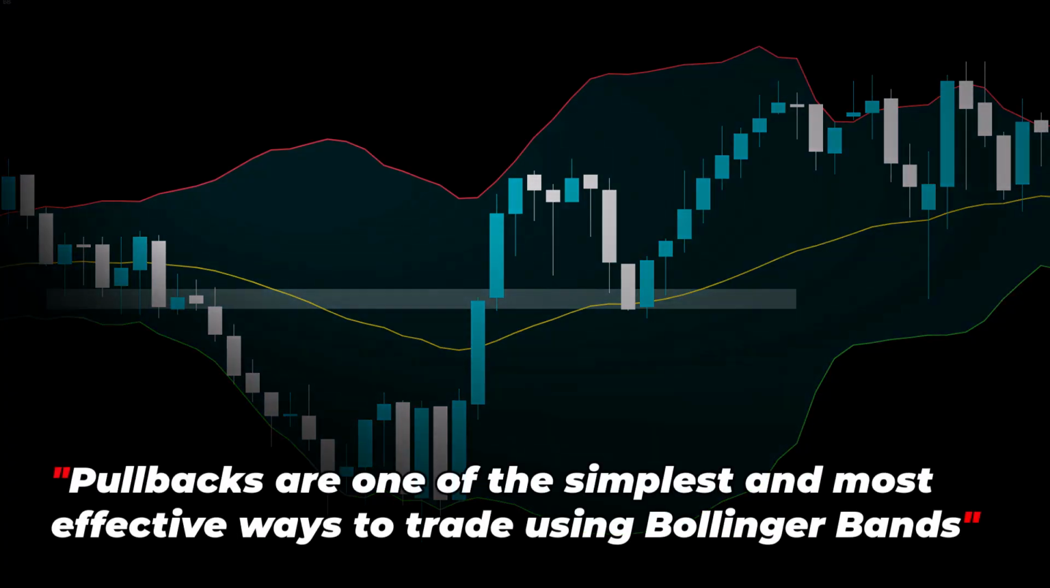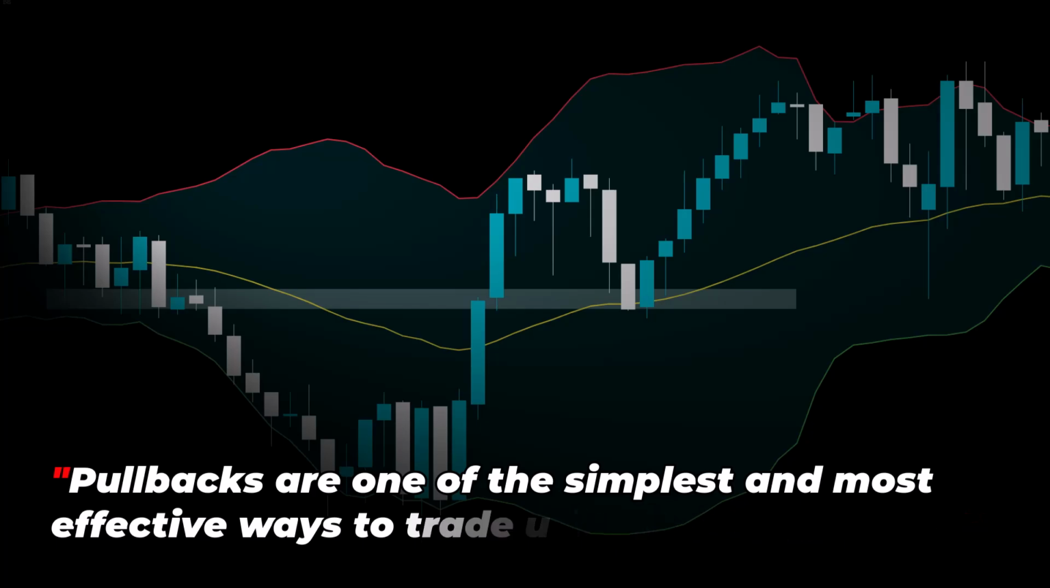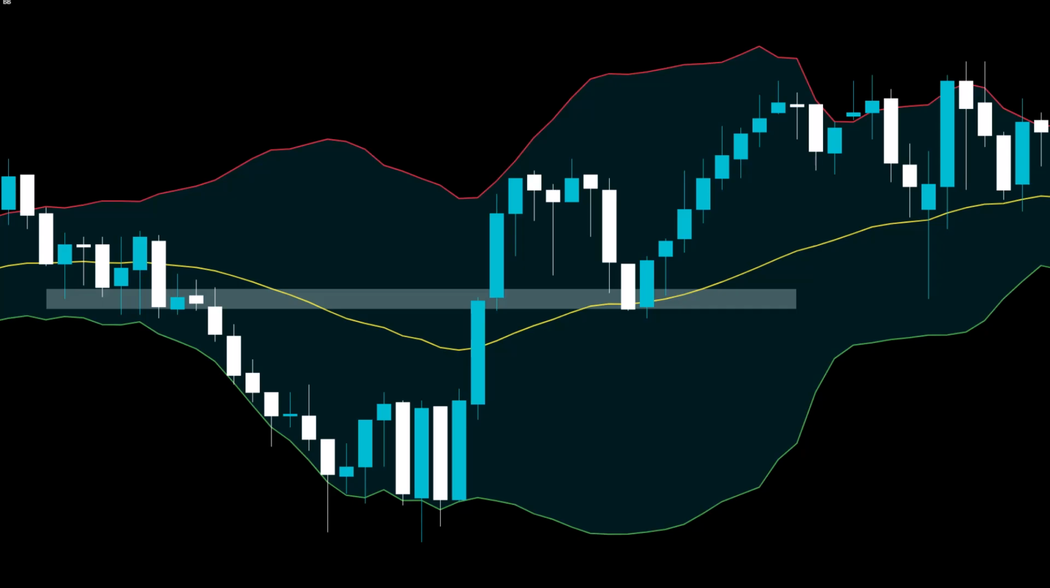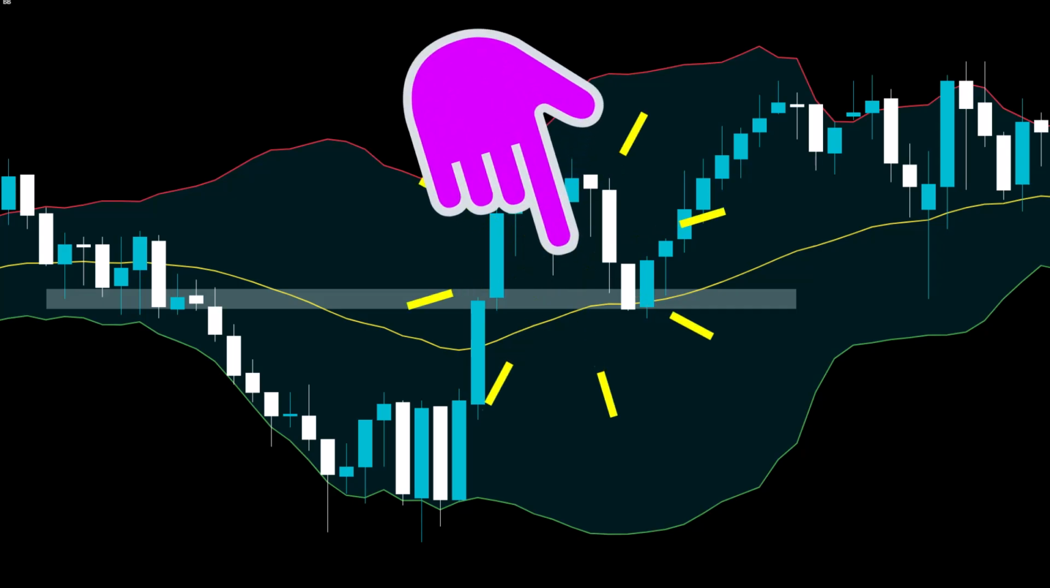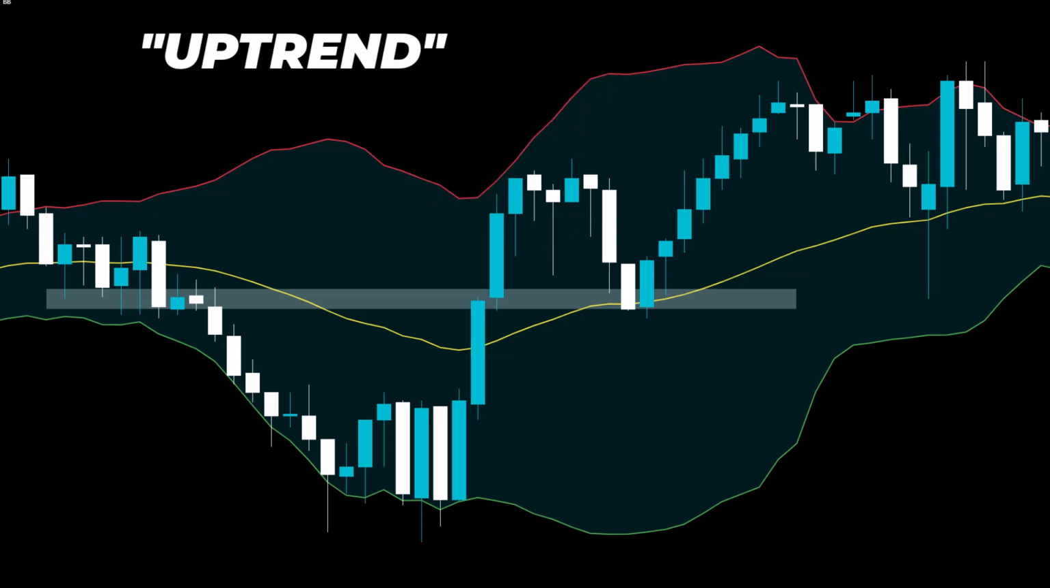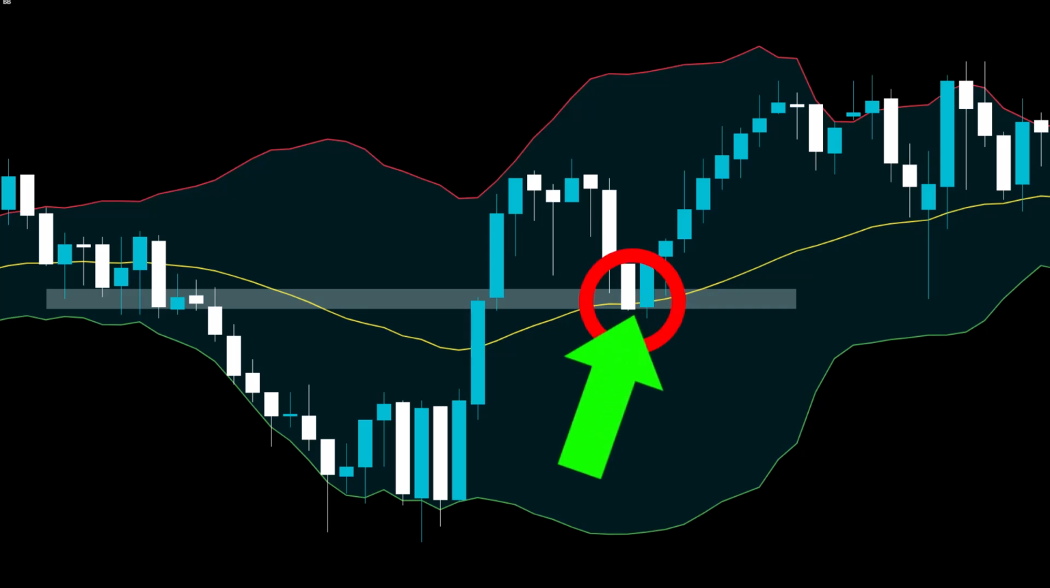Pullbacks are one of the simplest and most effective ways to trade using Bollinger Bands. To trade pullbacks within a trend, we first need to determine the market direction. If the price is moving between the middle band and the upper band, the market is considered to be in an uptrend. In this case, we look for buying opportunities when the price pulls back to the middle band.